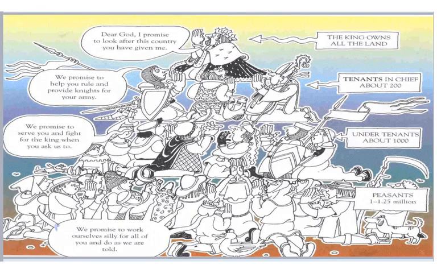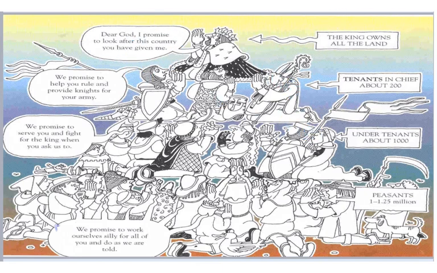So here's a nice cartoon which just demonstrates what's going on. And I'll talk you through it. So at the top we've got William. Now, although William's at the top, in those days he was at the command of God. So he's saying, dear God, I promise to look after this country you've given me. That's his boss. It's God. There he is. So the king owns all the land.